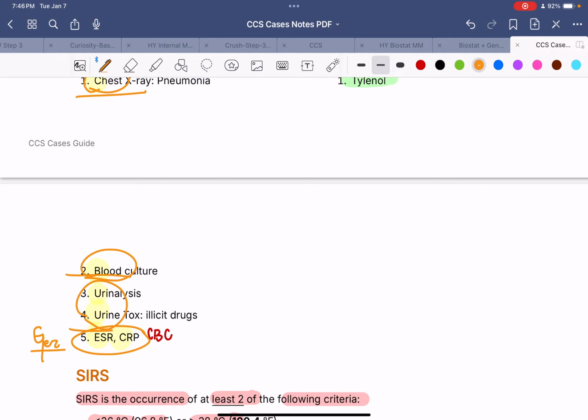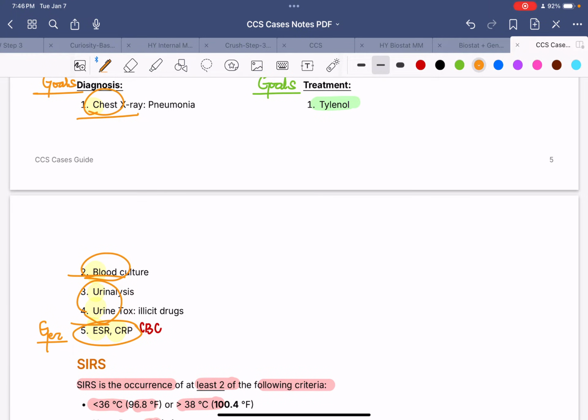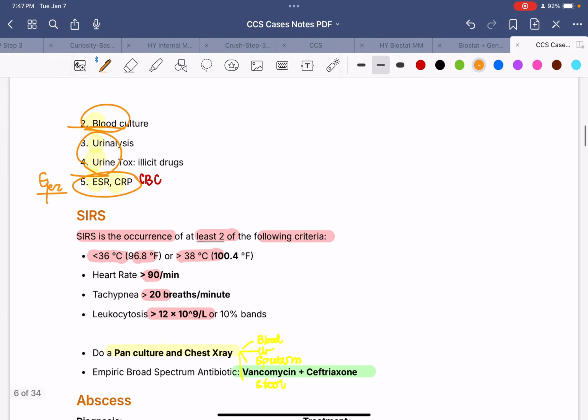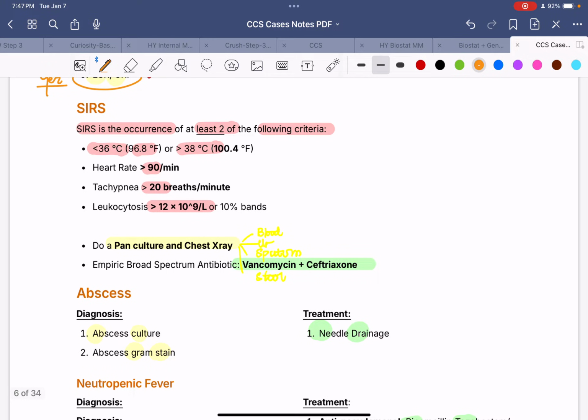In the chest, we have chest x-ray to rule out pneumonia. In blood, we have blood cultures. And in the urine, we have urine culture, urine analysis, along with checking the urine for any sort of illicit drugs, because they can also cause fever sometimes. And the treatment, one specific treatment is Tylenol. And besides that, of course, you're going to treat the cause according to whatever you find out in these tests, right? Then we have SIRS, which is a systemic inflammatory response syndrome.